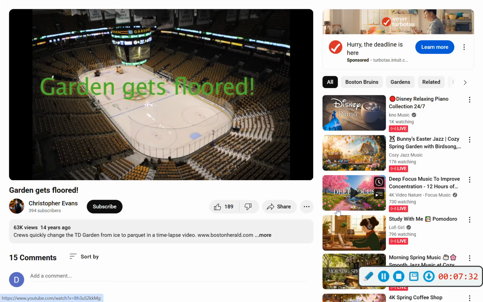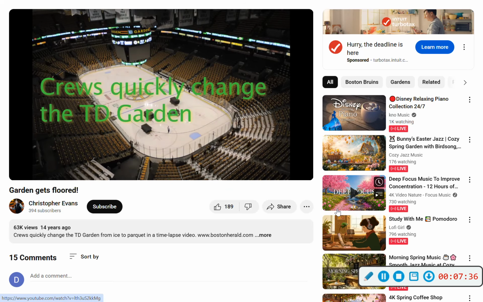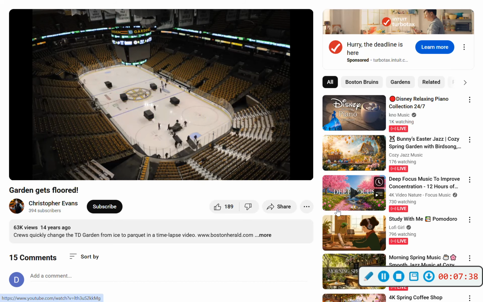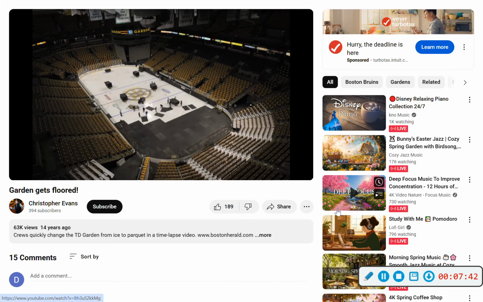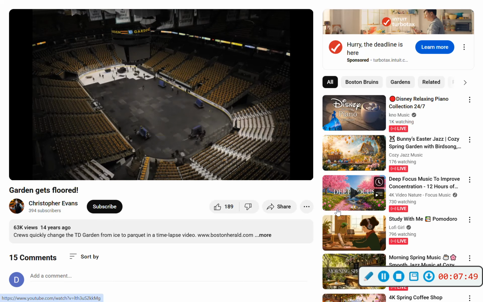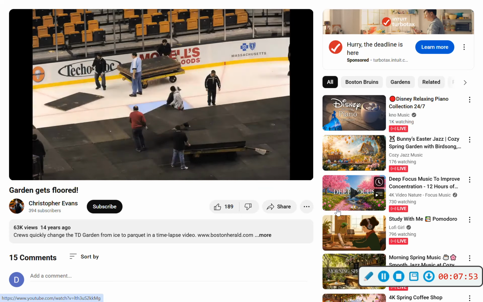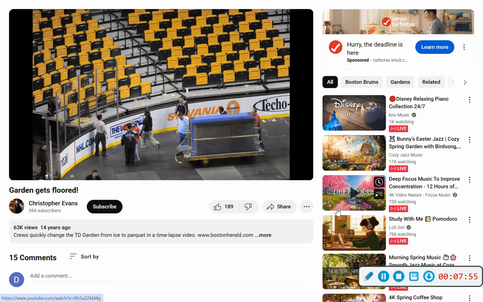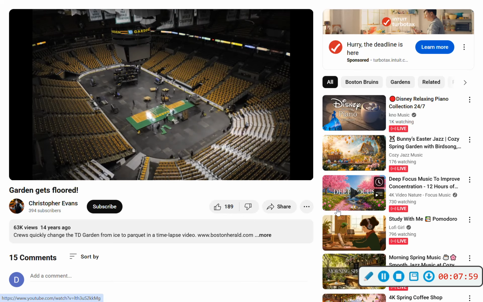So this is the hockey arena. And they share their arena and they go back and forth multiple times a week. And so they're getting ready for a Celtics game. So they have to put down on top of the ice this padding. And they put the basketball court right on top.